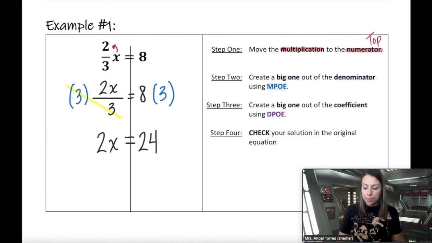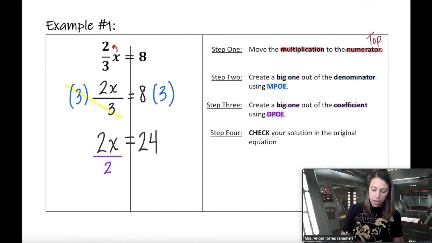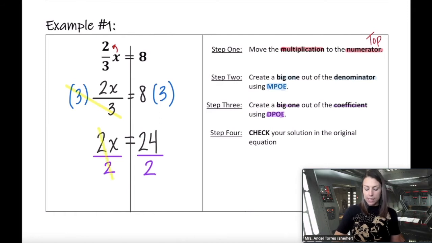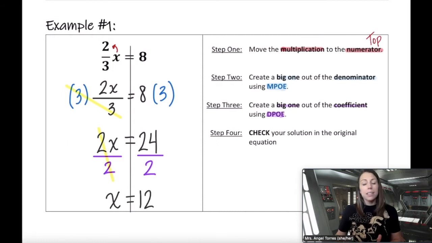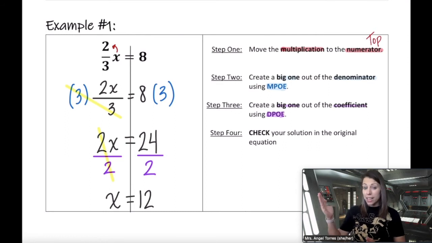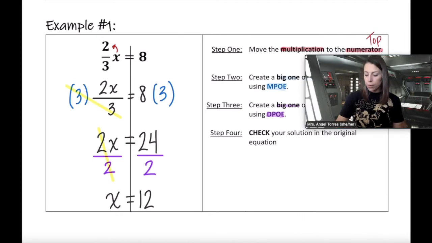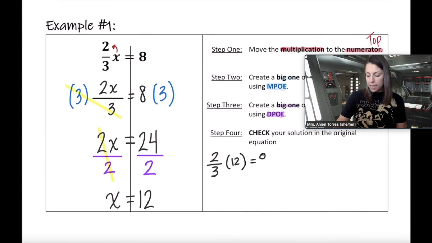So step 3, we're now going to create a big 1 out of the coefficient using our division property of equality. Divide by 2, divide by 2. 2 divided by 2, as we know, is another big 1, and we're left with x equals 12. Now, of course, the last step is always the same. We need to check this in the original equation to make sure that it is the solution. To check, all we're going to do is replace x with 12 and see if it equals 8.